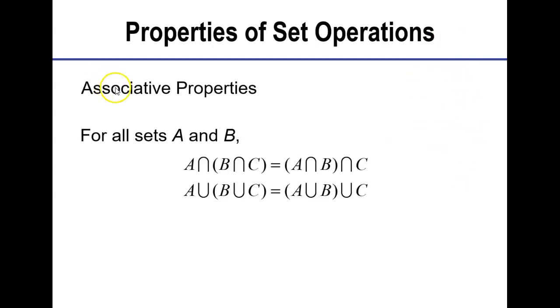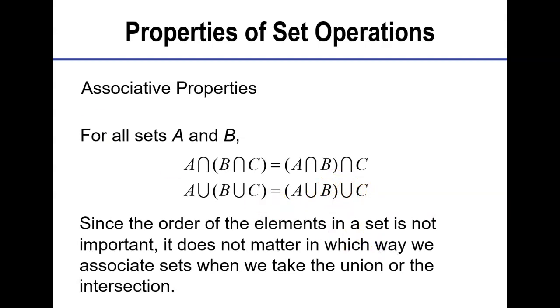Now here's the associative properties. So for all sets A, B, and C, we have A intersect the quantity B intersect C, and that's equal to the quantity A intersect B, intersect C. For here, we have A union the quantity B union C, and that's equal to the quantity A union B, union C. Now, since the order of elements in a set, again, is not important, it does not matter in which way we associate sets when we take the union or the intersection.